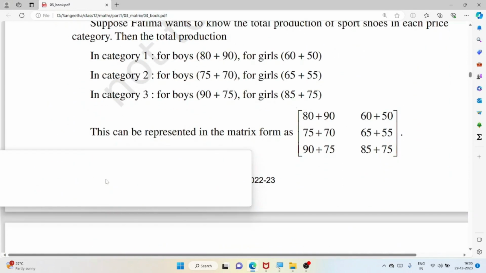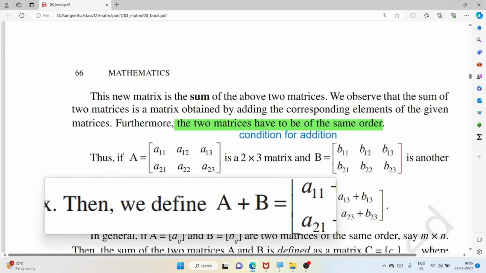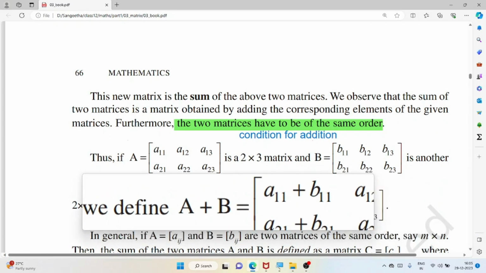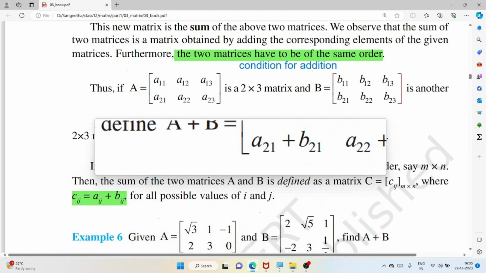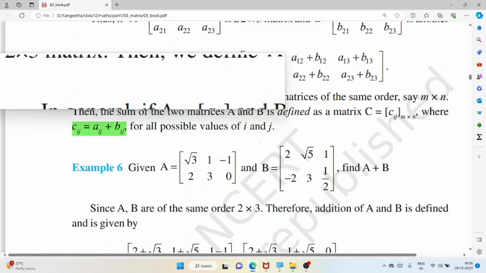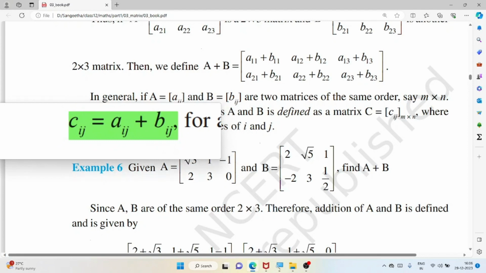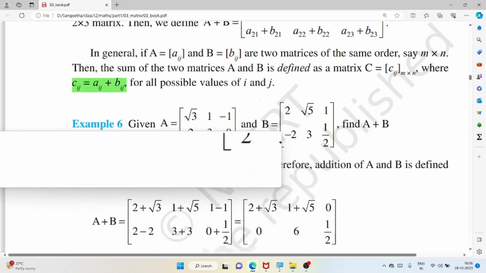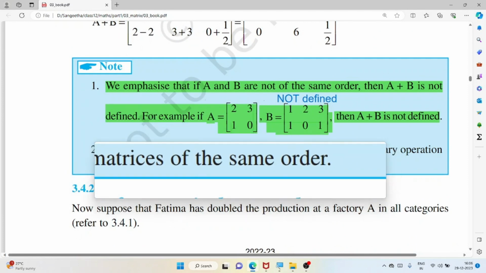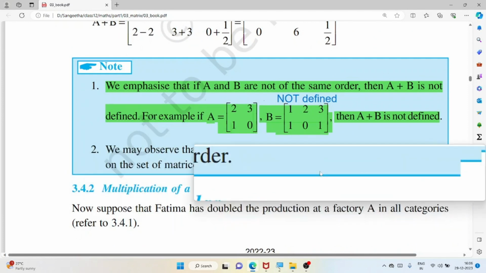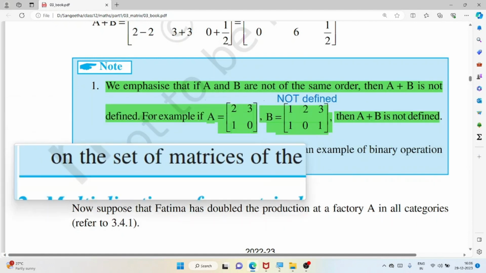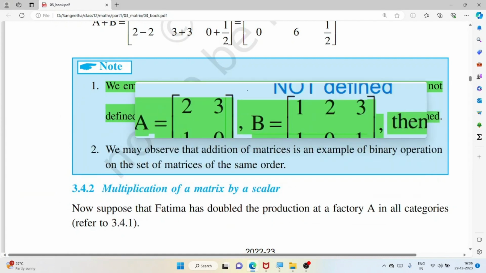Operation of the matrix, addition of the matrix. So what are the conditions to add two matrices? The two matrices should be of the same order. You cannot add two matrices with different orders. This is the condition for the addition. This is the resultant matrix element A, B, A. Suppose A and B are not of the same order, then A plus B is not defined. These two you cannot add.